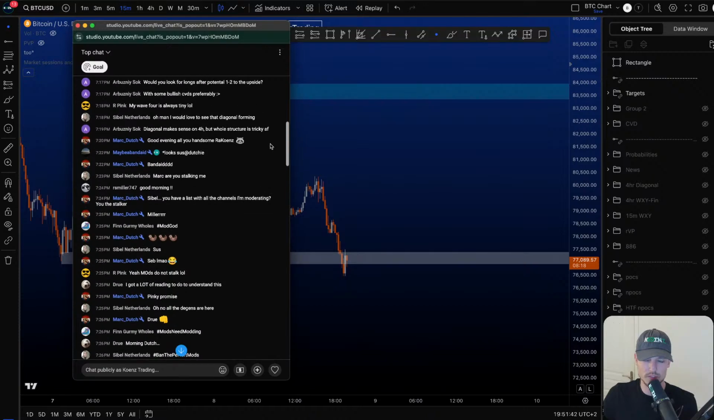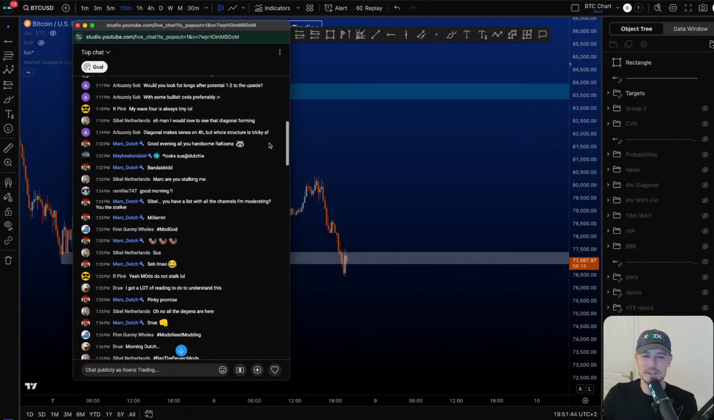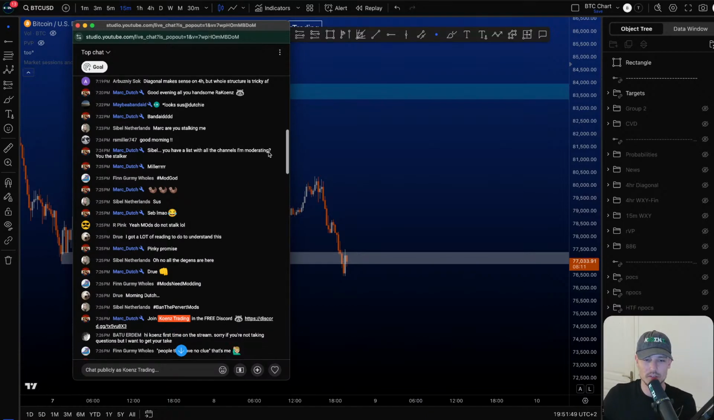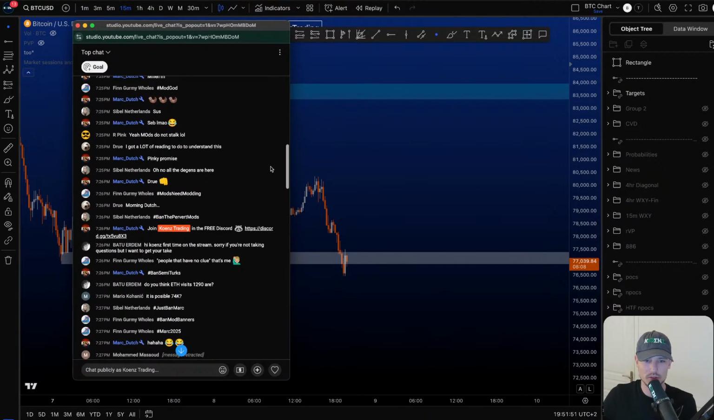My wave 4 is always tiny. Generally, they're bigger than 2s, at least more often. It's all statistics, but based on statistics, 4s tend to be longer in time than 2s.